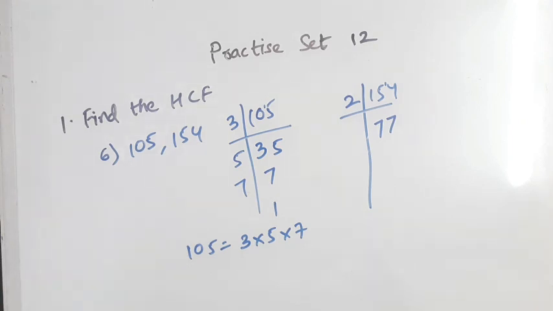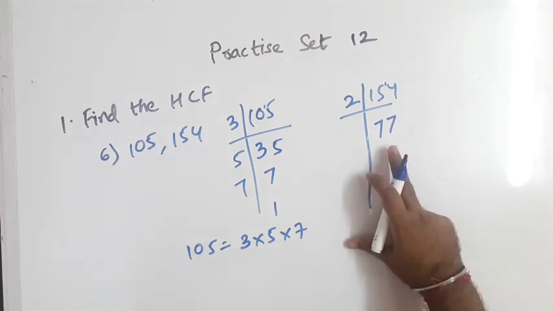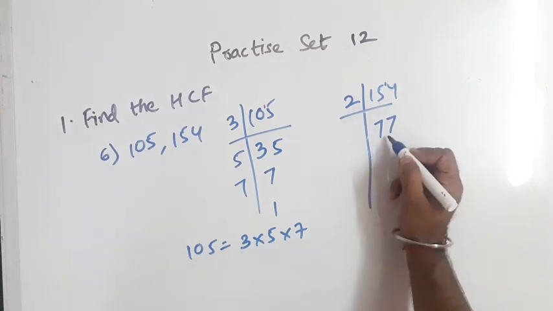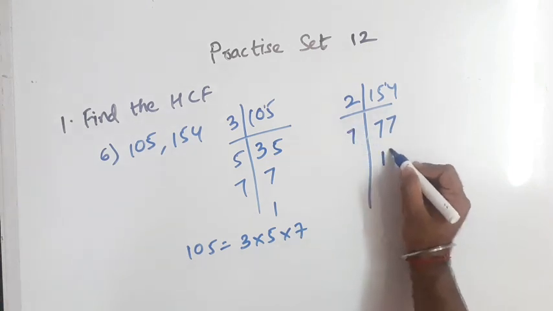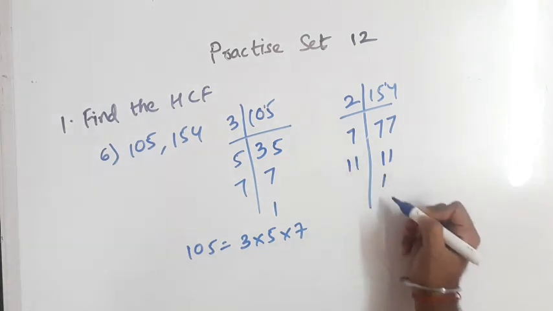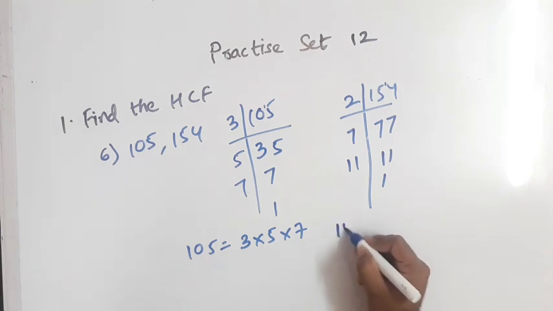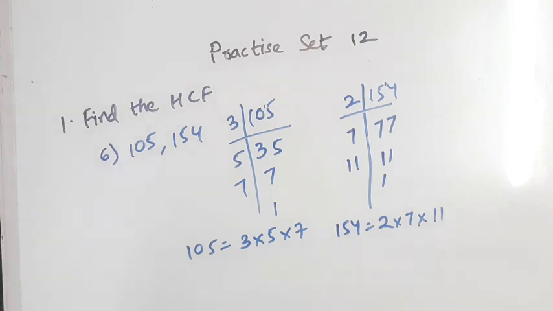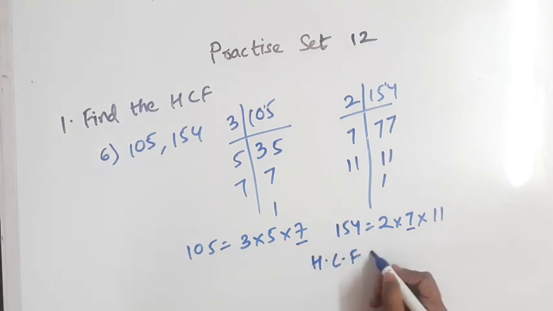77, I cannot take it with 2, I cannot take it with 3. You know it is a multiple of 7. So 7 11s are, and 11 ones are. Okay, so 154 equals 2 into 7 into 11. What common do you see here? Correct, 7 is the only common factor. So I'll write the highest common factor is 7.